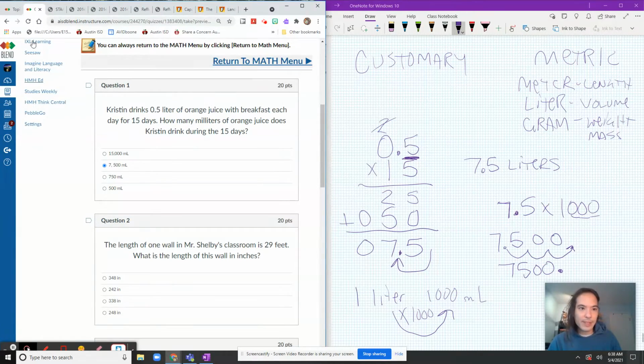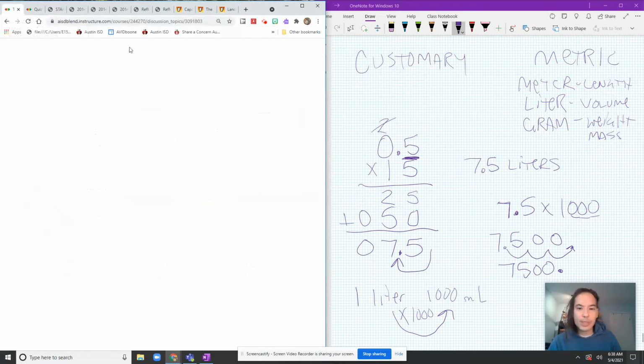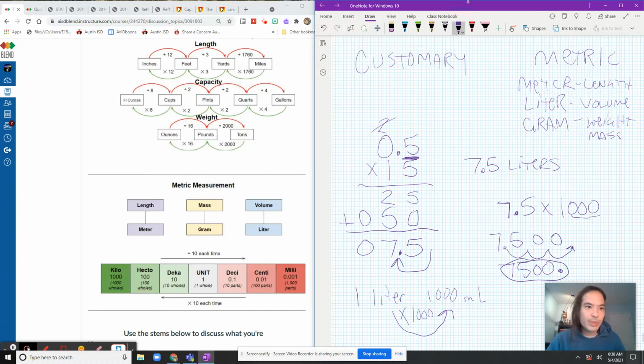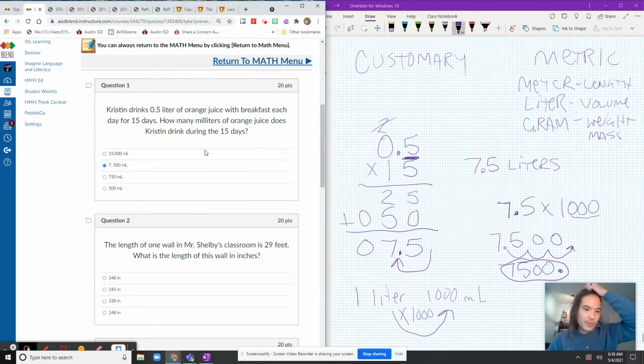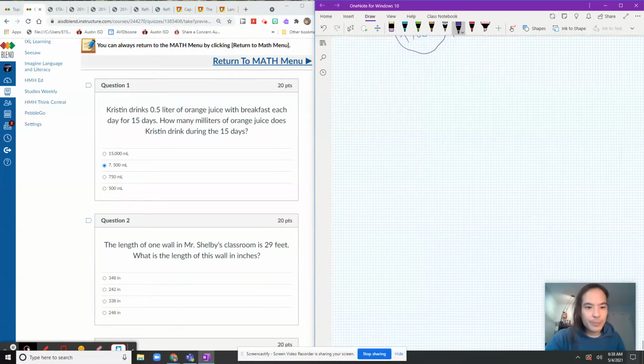So she drank 7 and 5/10 liters. And then when I look at my star cheat sheet, 1 liter equals 1,000 milliliters, so 7 liters equals 7,000 milliliters, and half a liter would equal 500 milliliters. So we ended up with 7,500 milliliters as our answer. All right, so that's the first one, and that's how we would calculate that. Let's go to the second one.